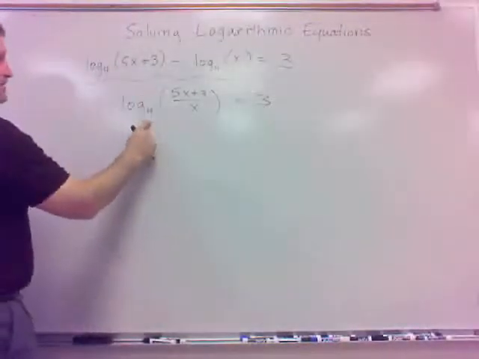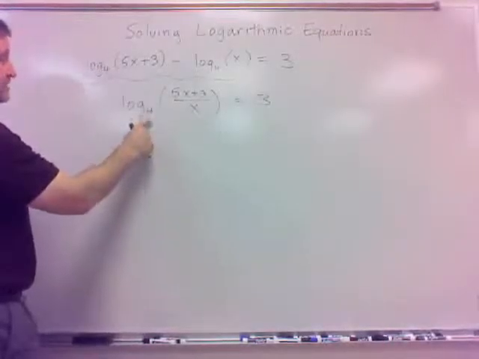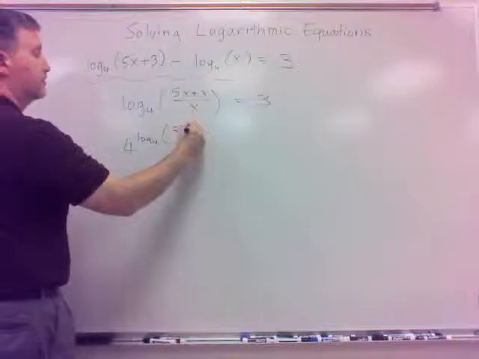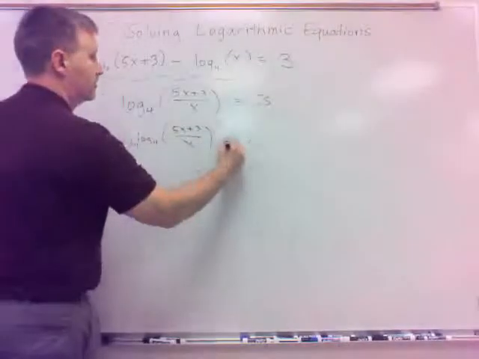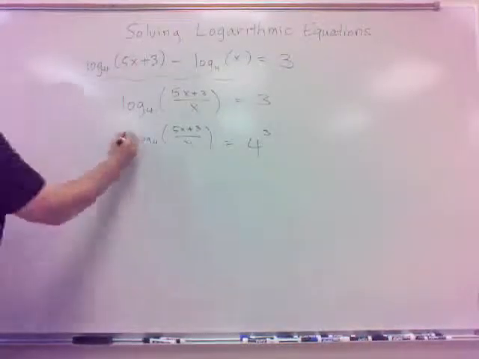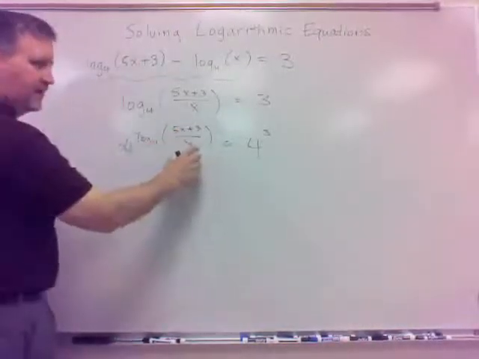All right, so here it's log base 4, so exponentiate base 4. So 4 to the log base 4 of 5x plus 3 over x equals 4 to the third. 4 and the log base 4 then nicely cancel out, and leaves me only 5x plus 3 over x.